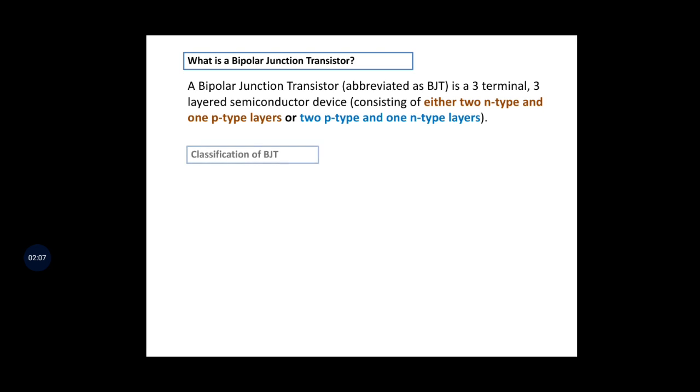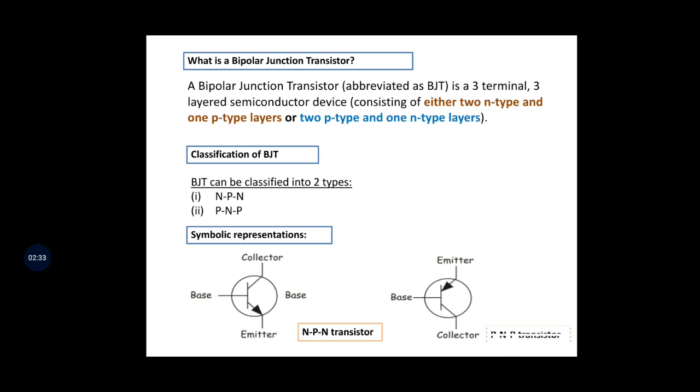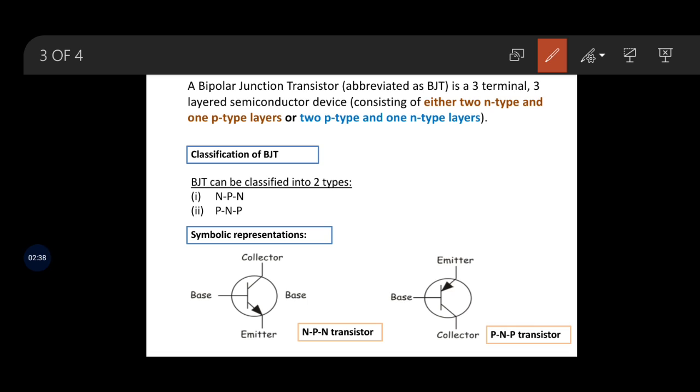Now let us see the classifications. That is, what are the different types of BJT? BJT can be broadly classified into two types. Number one is NPN and number two is PNP. Then you can see the symbolic representations. The first one is the NPN transistor, and the second one is the PNP transistor. Now, according to their symbolic representation, what is the basic difference between these two?